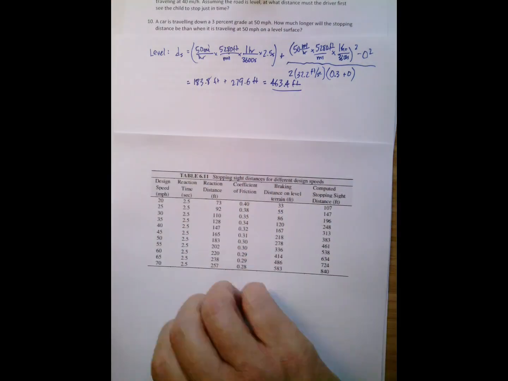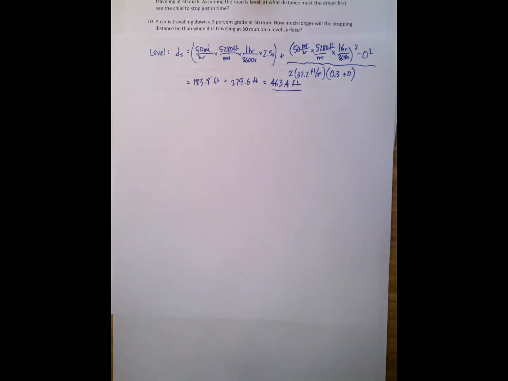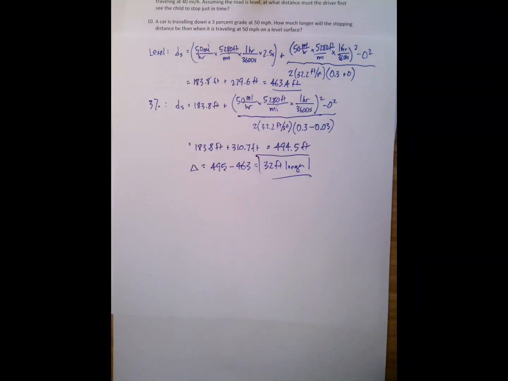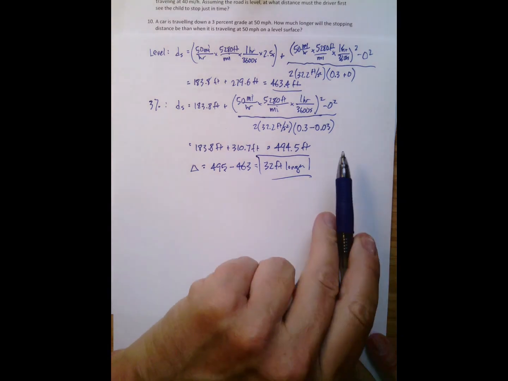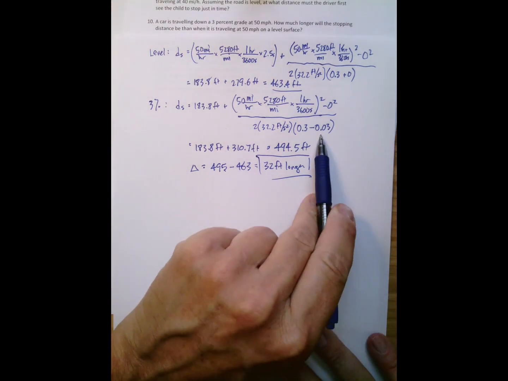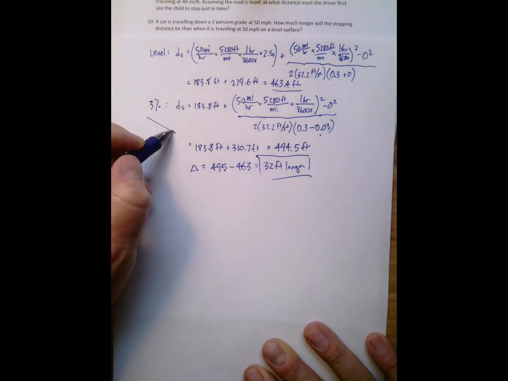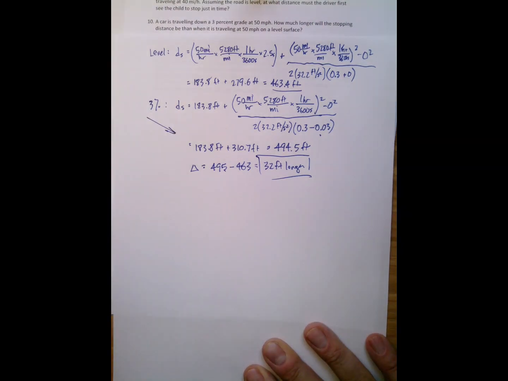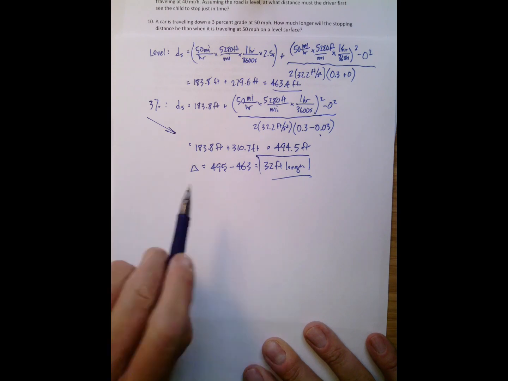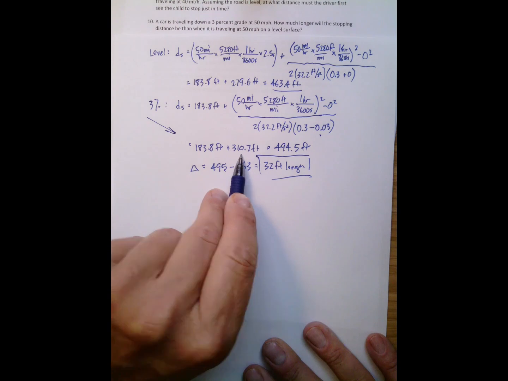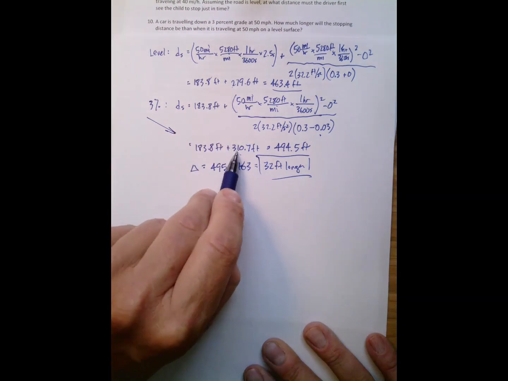So now I'm going to do the same thing for the 3% slope. The procedure for the second part is exactly the same. The only difference is we include the slope. So this is a downhill 3%. 3 divided by 100 is 0.03. Please don't forget that. And so the braking distance goes up from 279 to 310.